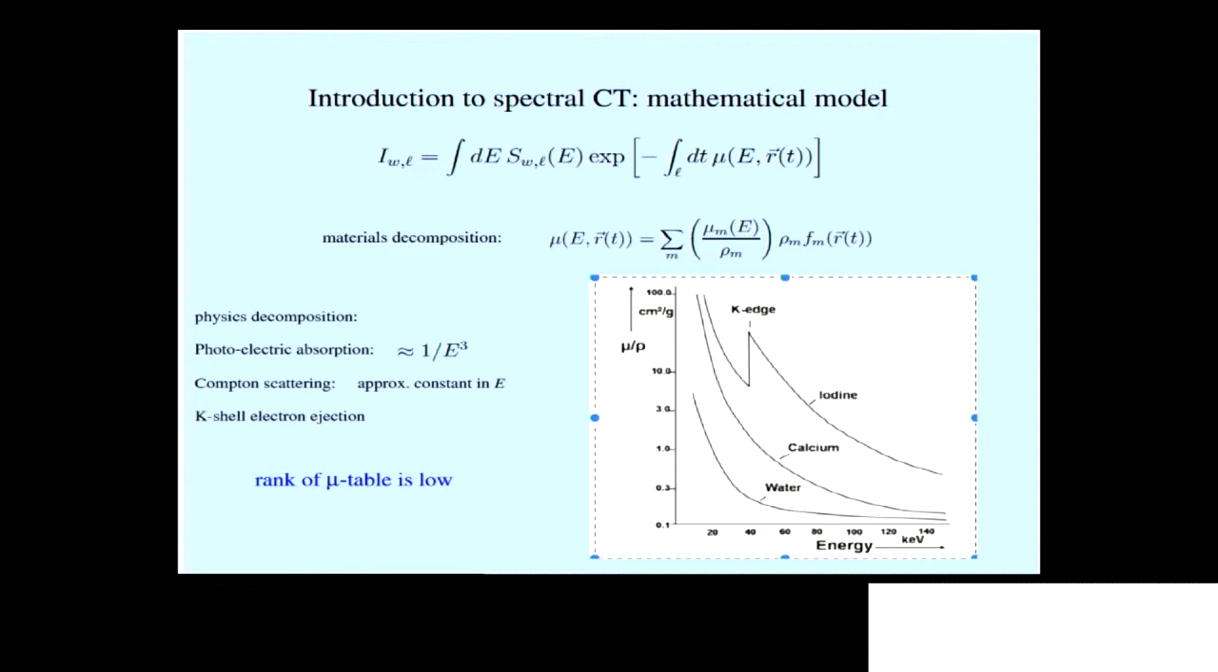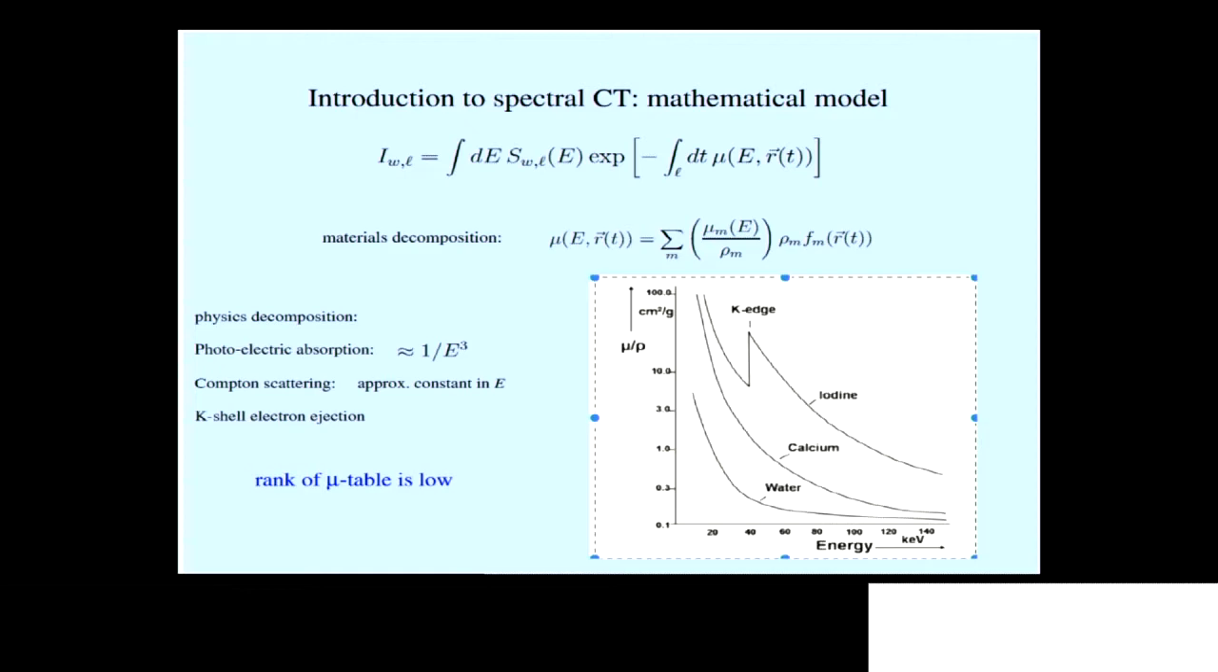So each material will attenuate X-rays with a known dependence. You can actually look up the tables for these attenuation curves for different materials at the NIST website. So here's the attenuation curve for water, calcium, and the contrast agent iodine. All right. So then instead of having the continuous energy index, now we have a more discrete materials index.